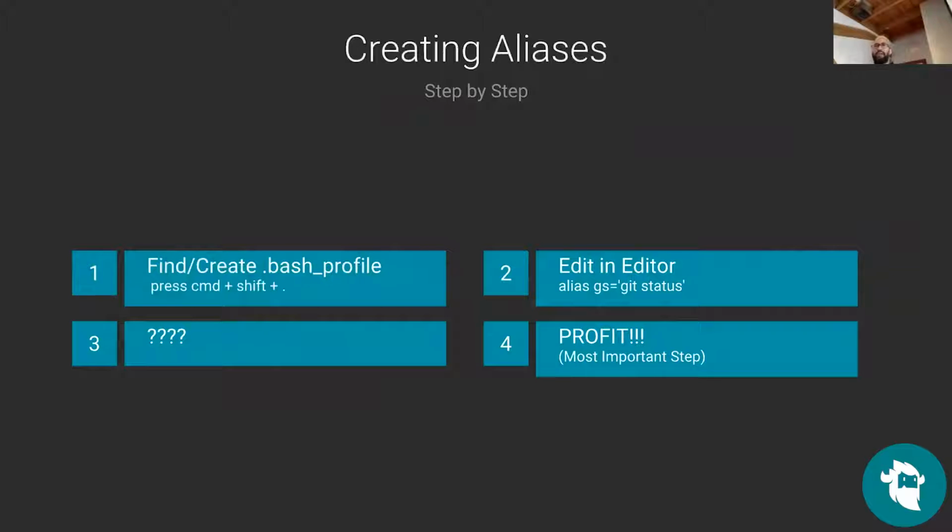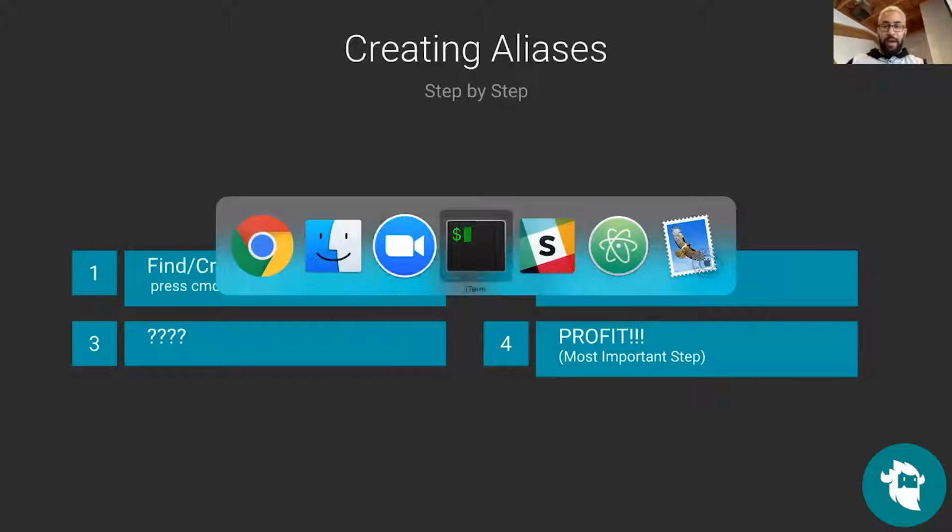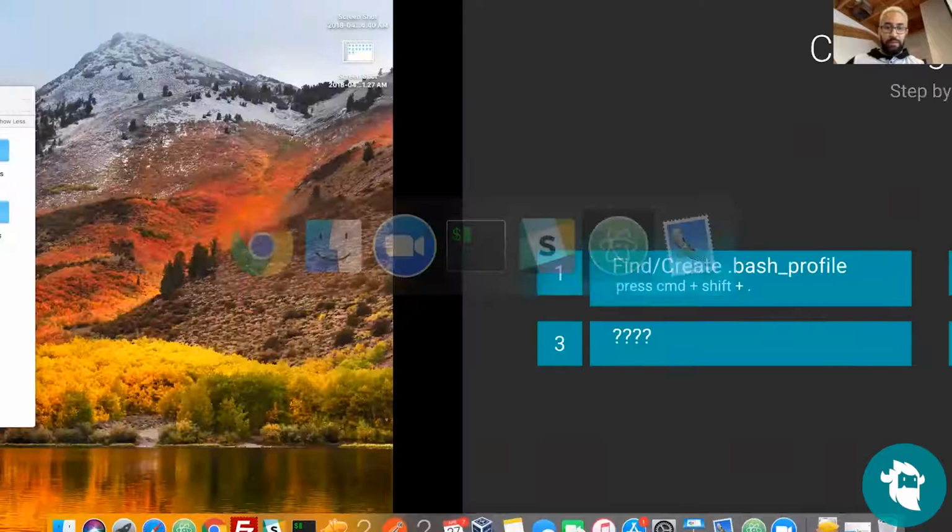Am I going too fast? No? Okay, cool. I feel like I'm trying to rush through this. Slow down a little bit. You create an alias using GS equals Git status. Some things to note. I'm going to go into my Atom alias profile right now.